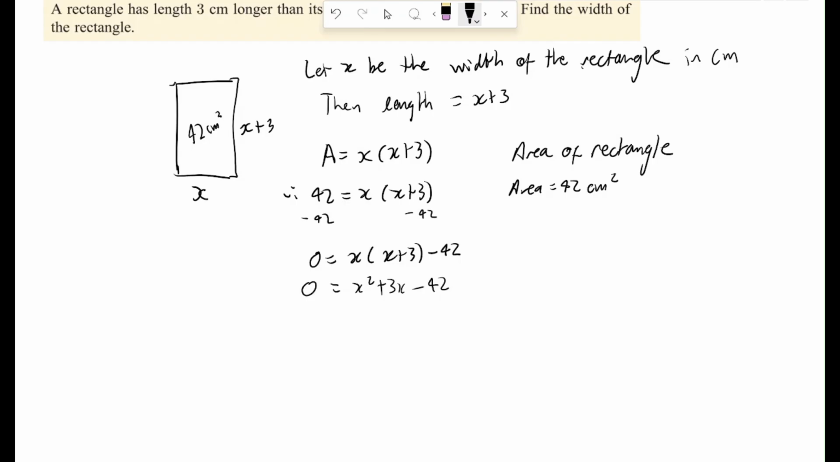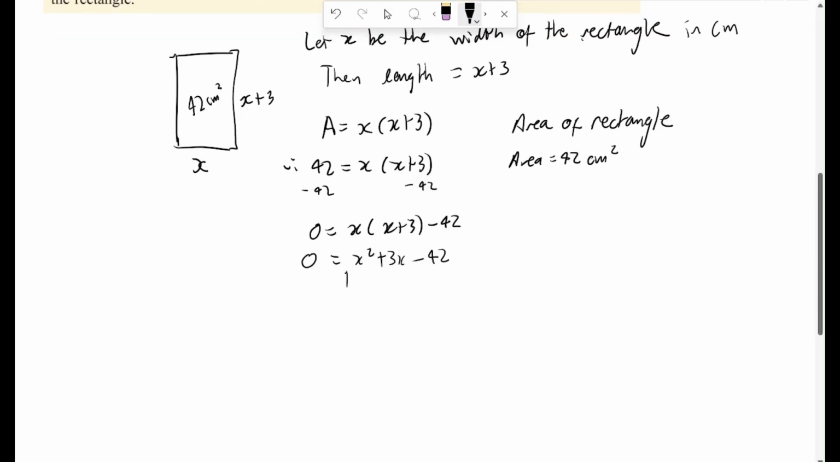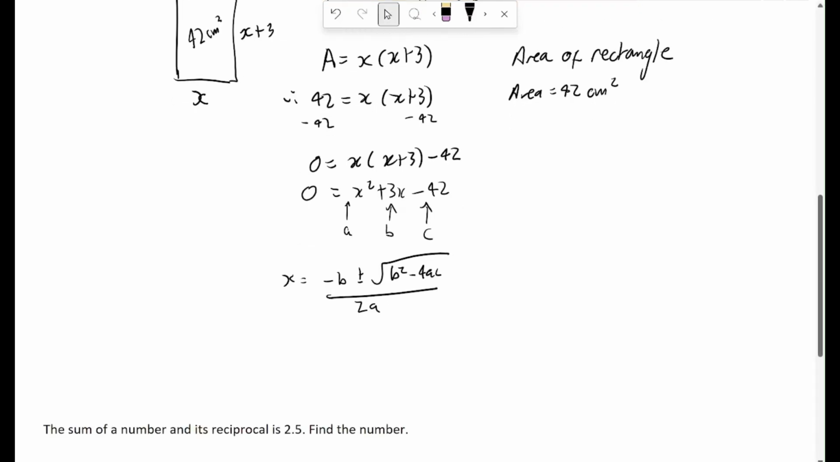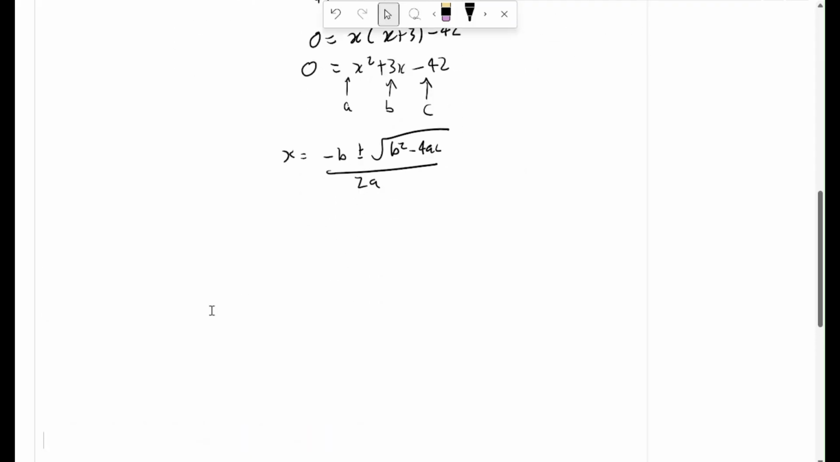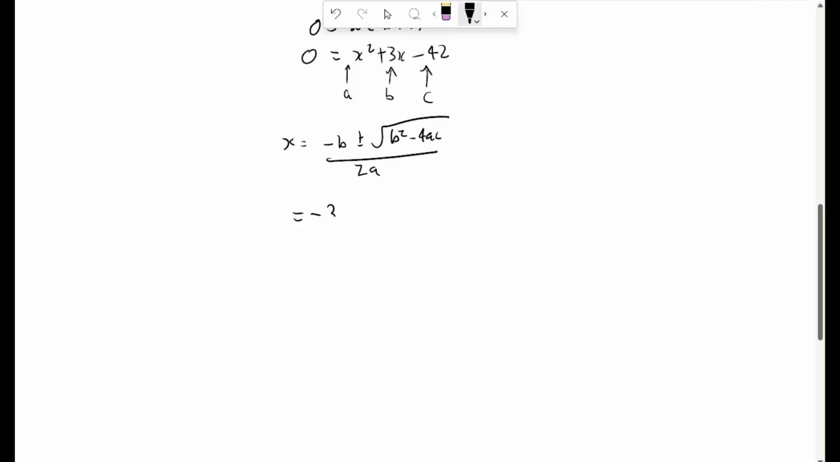So then we're going to use the quadratic formula here. We're going to label this bit as a, b, and c. So x equals minus b plus or minus square root of b squared, take 4ac, over 2a. There's our quadratic formula, and then we're going to apply that and work through. So we're going to get minus 3 plus or minus square root of 3 squared, take 4 times 1 times minus 42, all over 2 times 1.